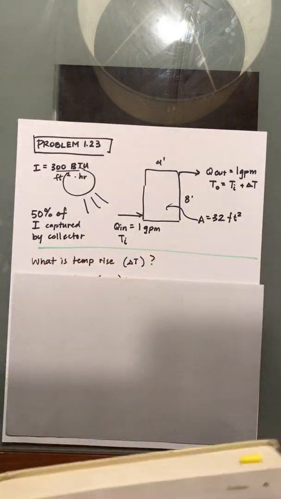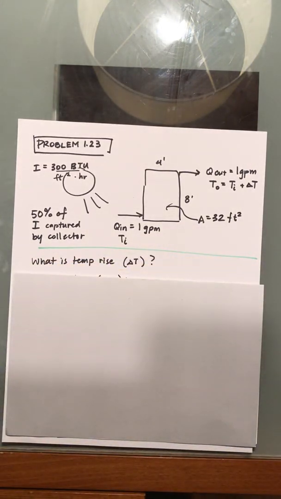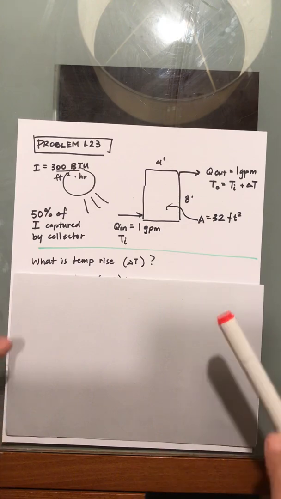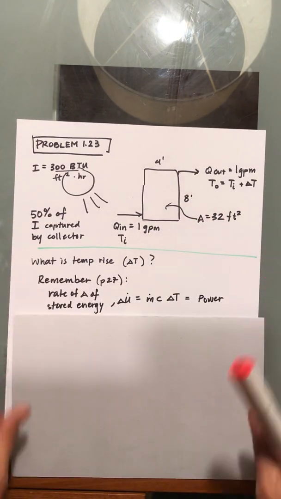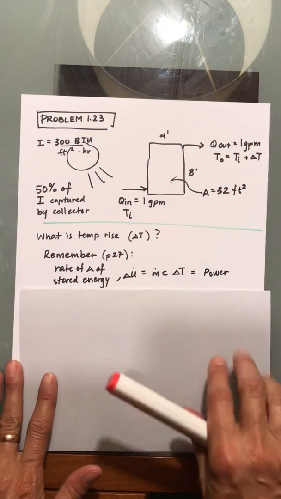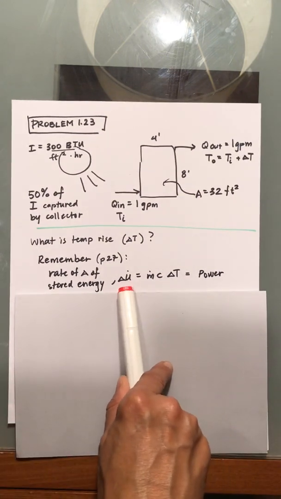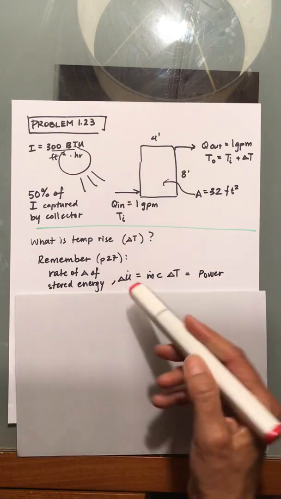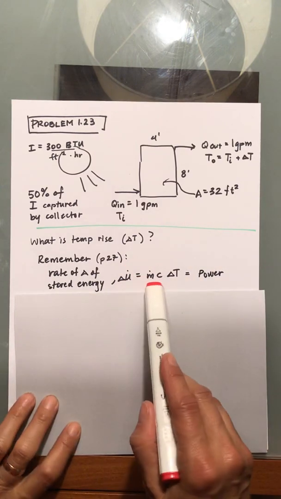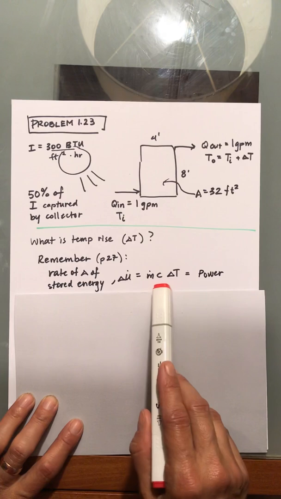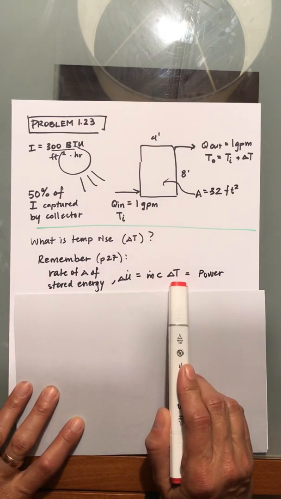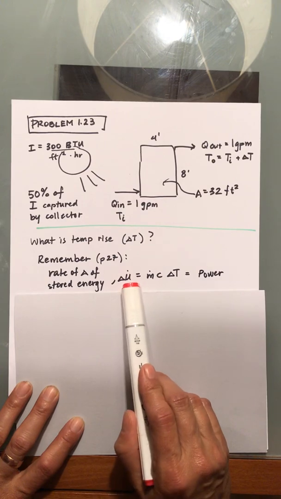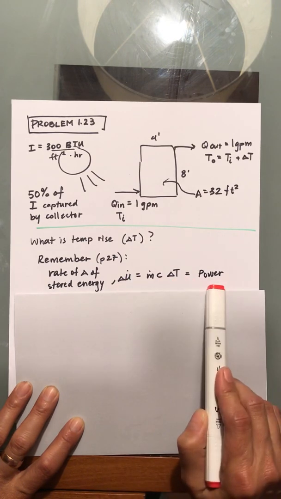Okay, so going back to what we learned in class, we have our rate of change of stored energy. Remember, that was delta U, that internal energy, and it's a rate, so I've put a dot on top of that, equals the mass rate times the specific heat capacity times the change in temperature. And remember, because this is energy per time, it's also power, okay?